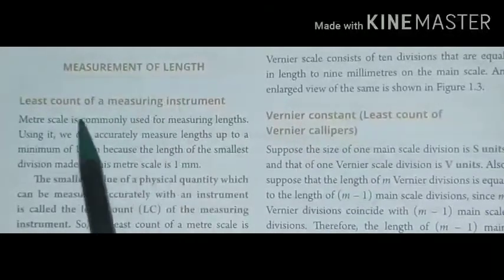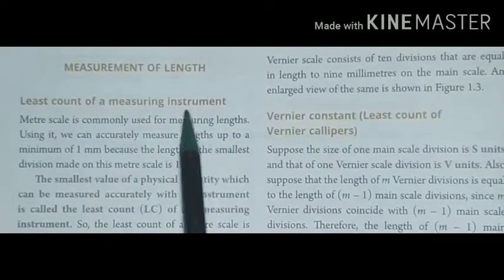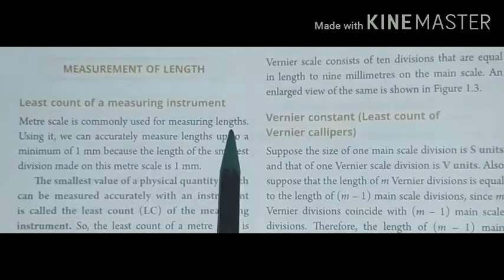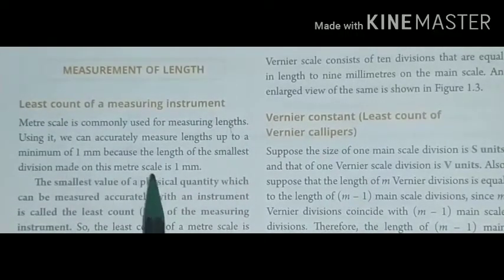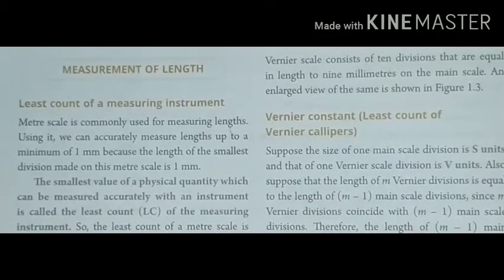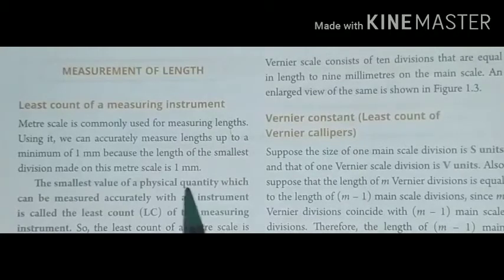Measurement of length. Least count of a measuring instrument. The meter scale is commonly used for measuring length. We know this one. Using it, we can measure length accurately up to 1 millimeter, because the length of the smallest division on the meter scale is 1 millimeter.